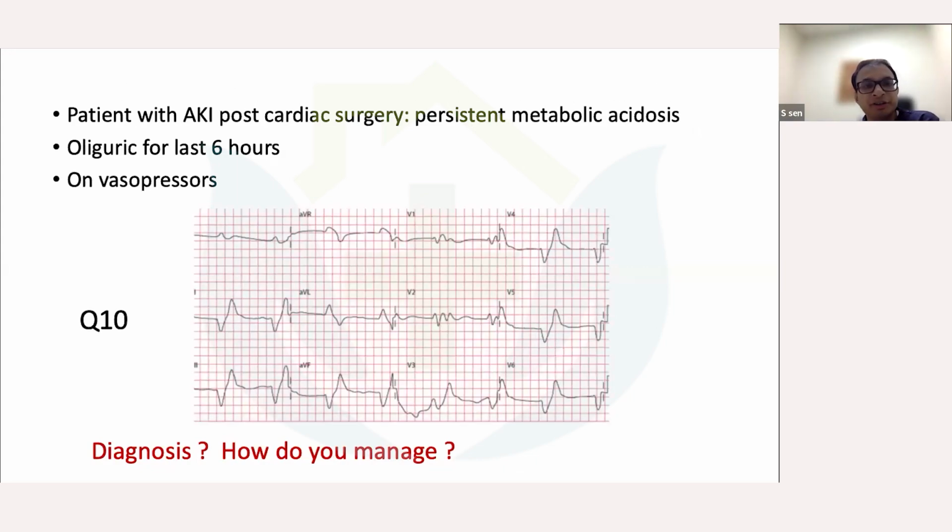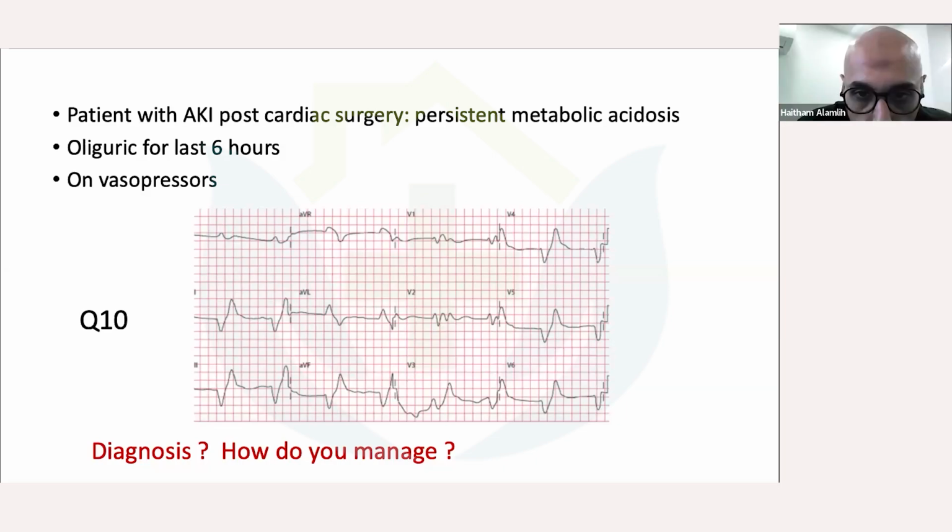Question 10. A patient with acute kidney injury post cardiac surgery, persistent metabolic acidosis, oliguria for the last 6 hours, on vasopressors. The ECG is showing like this. What is your diagnosis? And how to manage? Okay, this is a wide complex rhythm.